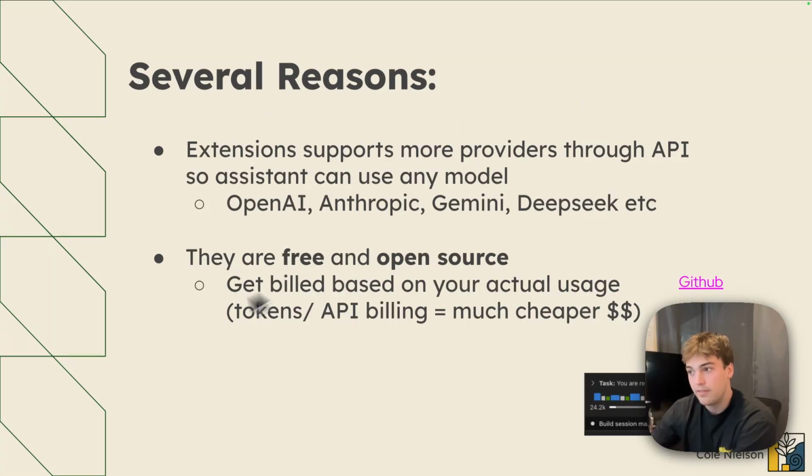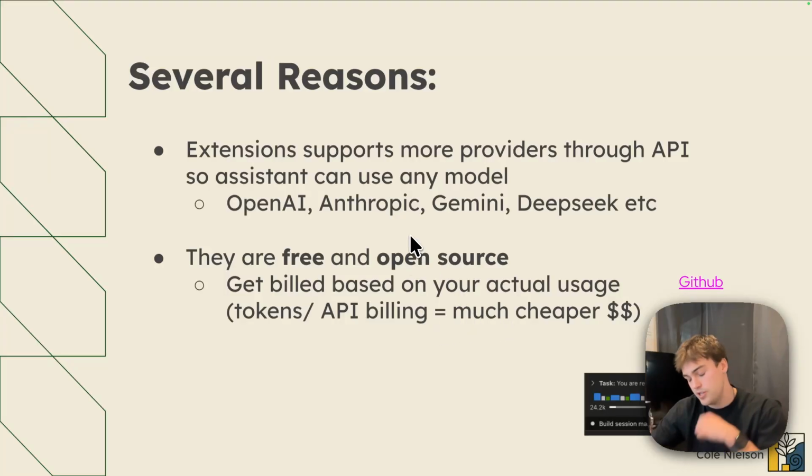So they're free is another reason. And back to this real quick, you can literally use any model because you can provide an API key. So OpenAI, any of the ChatGPT models, any Anthropic models still, Gemini's, DeepSeek, so models in China, GLM 4.5, 4.6. Now to this, they are free and open source. So you get billed based on your actual usage, so your tokens and your API billing, which is much cheaper.